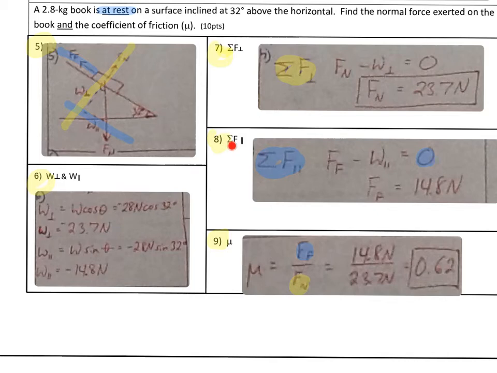For the net force of the parallel, it's going to be everything parallel to the ramp itself. That's going to be friction and the parallel component of the weight. And this time, because it's at rest, we set it equal to 0. So you notice that neither one of those equations is set equal to ma, because there is no a. It's at rest.